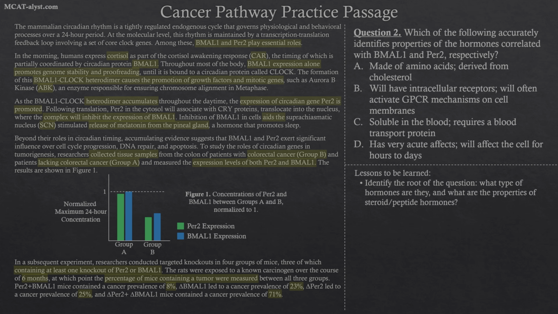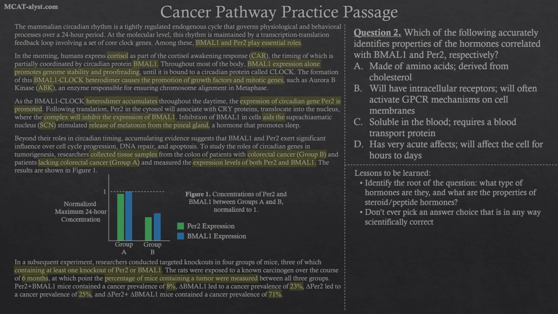So now on our first pass, whenever we're going through trying to figure out if there's anything scientifically incorrect or not, we basically just need to make sure that cortisol is accurately being identified as a steroid hormone and melatonin is accurately being identified as a peptide hormone. Notice in the question it says respectively. That basically just means that the first part of the answer choice is going to be talking about the hormone with BMAL1, and the second part is going to be talking about the hormone with PER2. It's just in order, basically.